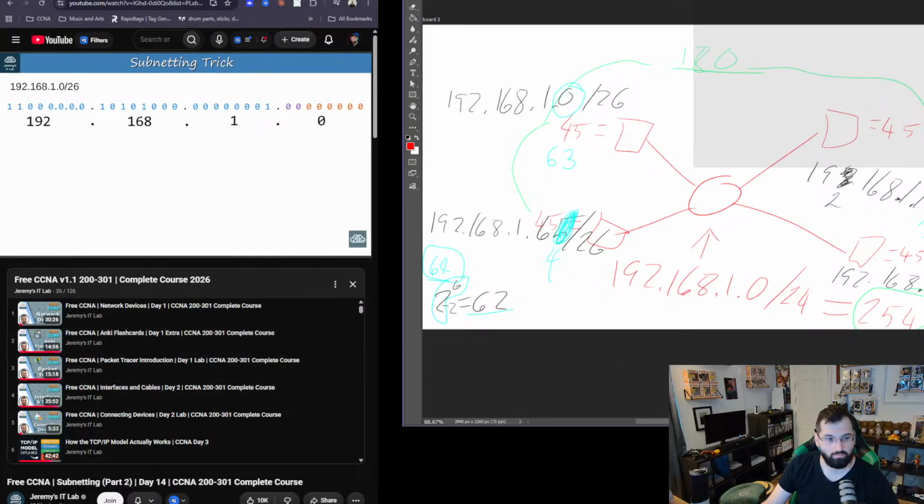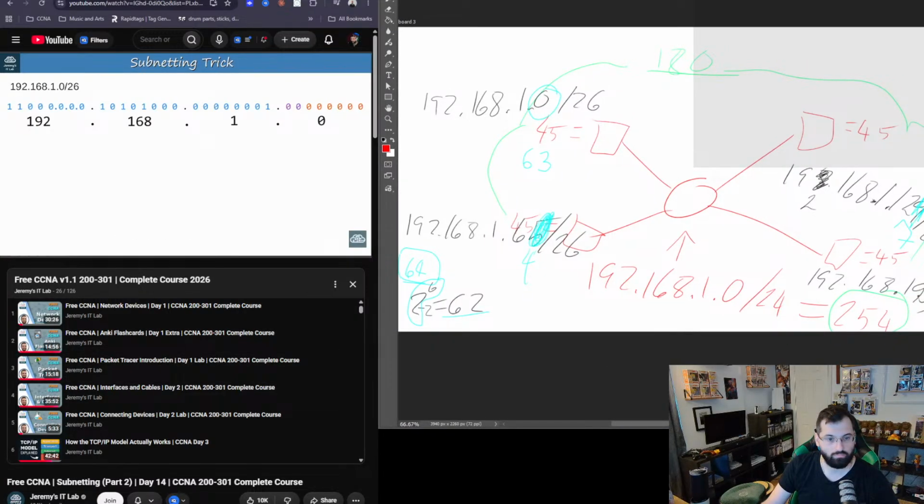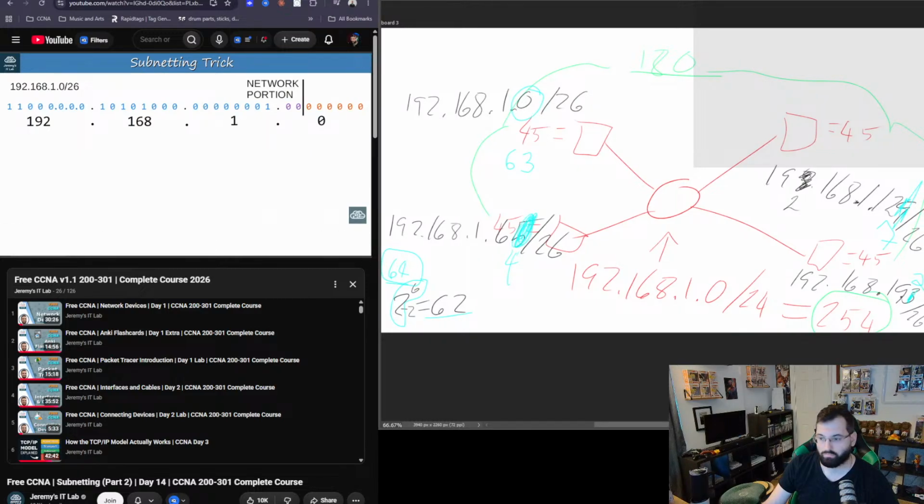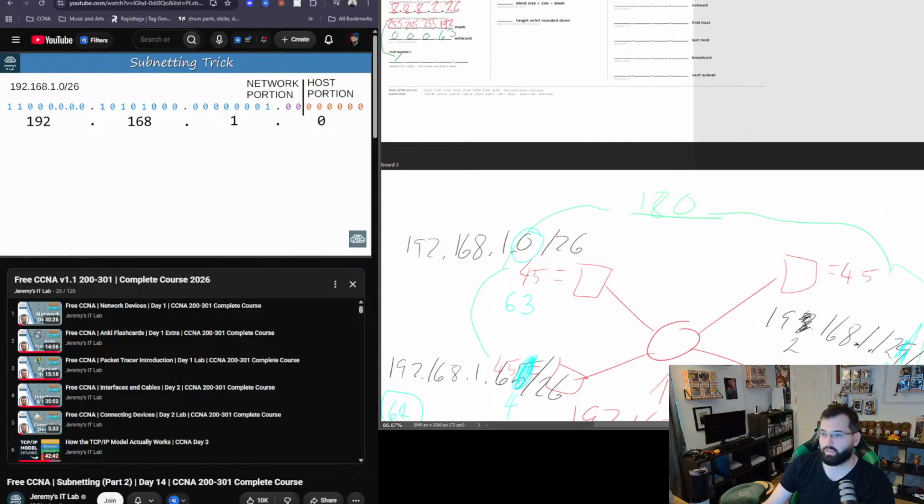So, we found that a /26 subnet mask is appropriate. That's because there are 6 host bits, which allows 62 hosts. Let's draw this line here. On the left side is the network portion, and on the right side is the host portion. Since we're just looking at the last octet, let me make it bigger.